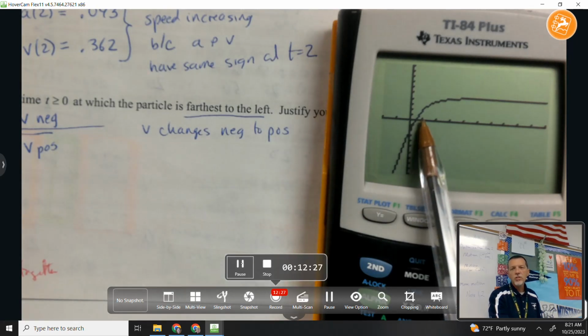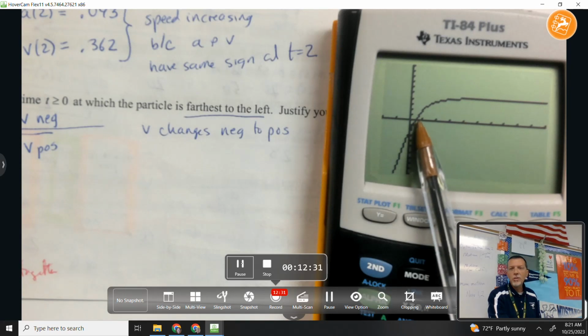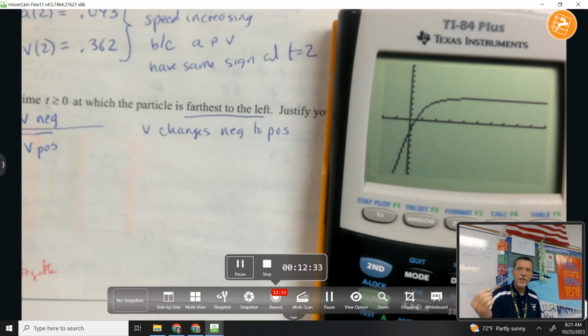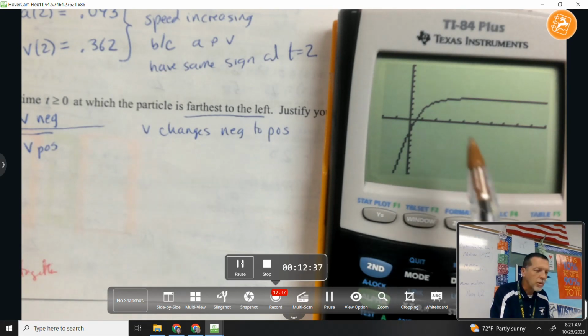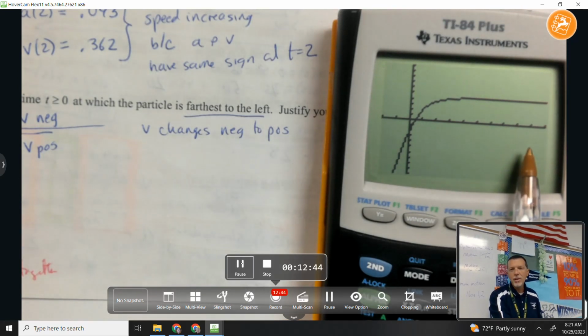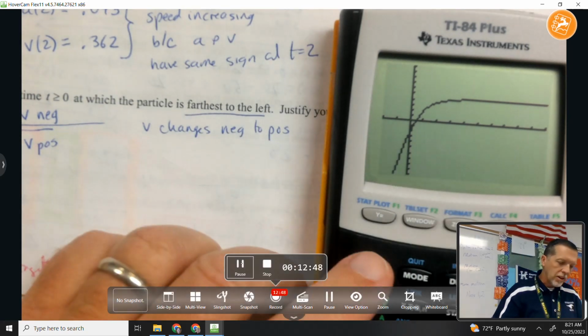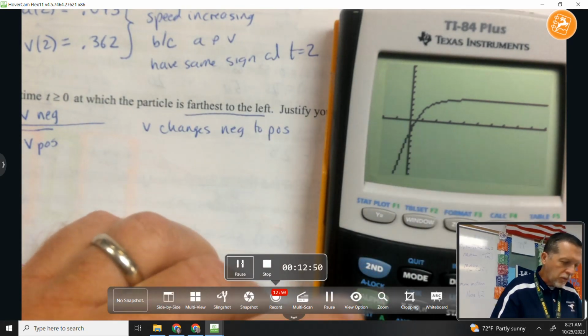So it changes from negative to positive only one time. So that would be the only spot where it changes from moving left, turns around and comes back to the right. So whatever that time value is, that's my answer. I don't have to worry about multiple places where that happened, which would be tricky to figure out. But since it only happened once, I need to find that spot.